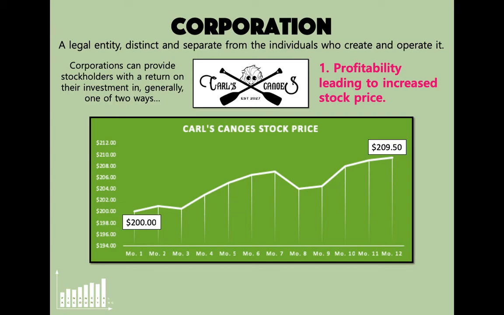So are our stockholders happy? Well, it's hard to say exactly, but it's likely that they're okay with the direction the company's going in. Their investment in the company has grown. If they wanted to, they could sell the stock and they'd make $9.50 per share on the stock that they owned. So that's one way.